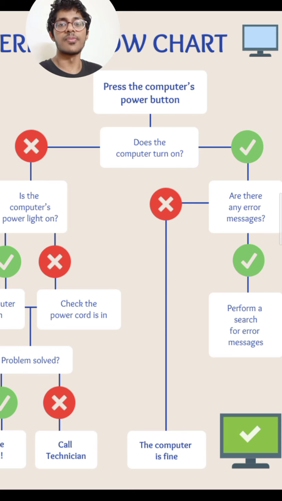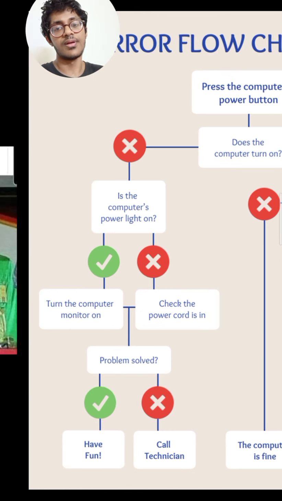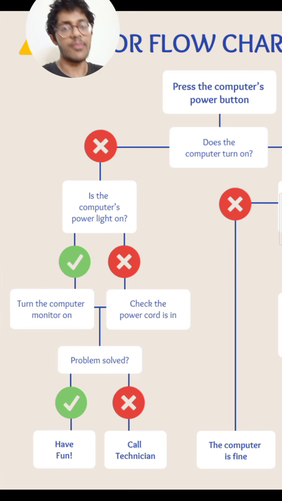After we press the computer's power button, we observe whether the computer turns on or not. Now I'm going to explain what will happen if it doesn't. If the computer doesn't turn on, first we check whether the computer's power light is on. The power light is the LED. Usually computers nowadays come with an LED that lights up when power is flowing into the system.